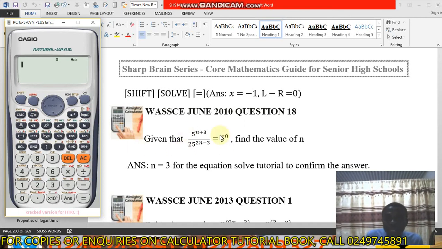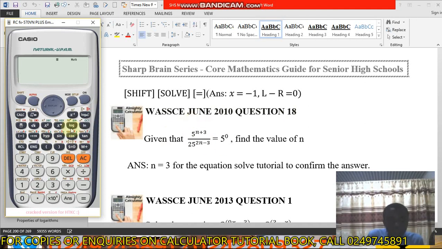So in this question, was it 2010? The question used n. WAEC was using n. So when you are entering on your calculator, you would rather use x. I hope I'm getting myself clear. Good. Let's enter exactly as we see.